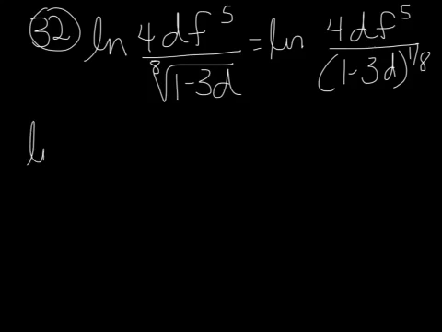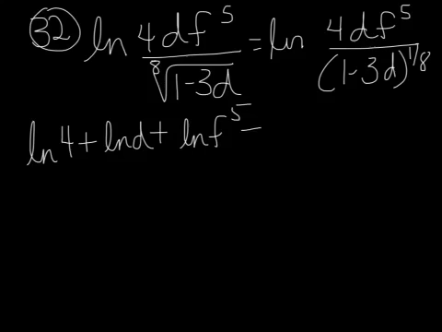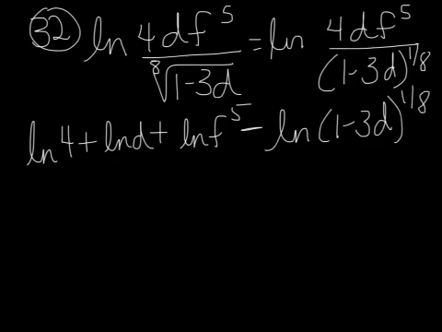So to expand it, I will write the natural log of 4 plus the natural log of d plus the natural log of f to the power of 5. Division is subtraction. The natural log of 1 minus 3d to the 1/8. All that's left for me to do is to pull the exponents out front.